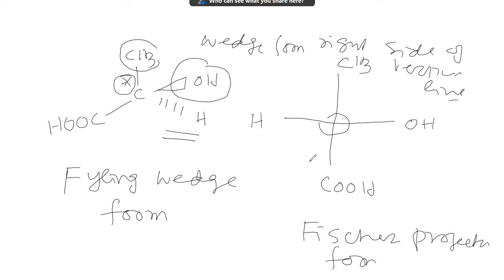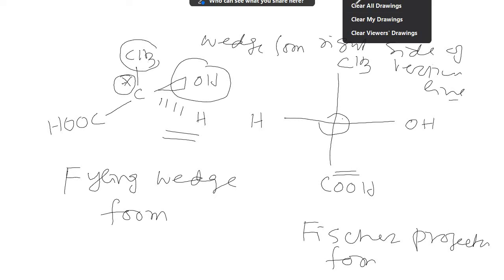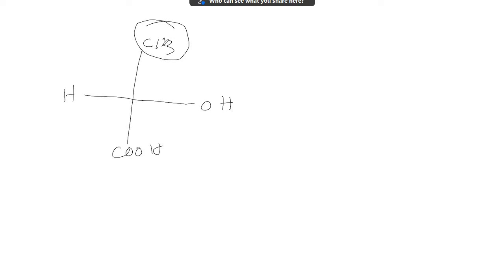One of them is called the flying wedge form, and one of them is called the Fischer projection form. Now, I will explain a very interesting thing. Look at the board properly for the next slide. Now we have written this: CH3, COOH. Here I have written OH over here, H over here. Irrespective of the position of C, this group can be represented in 4 different ways: either CH3 or H or OH or COOH. This place can be filled in 4 ways.